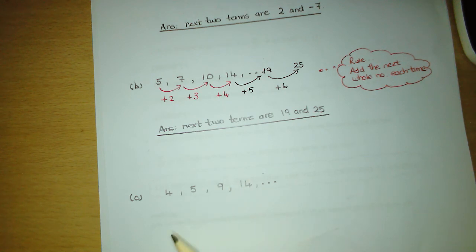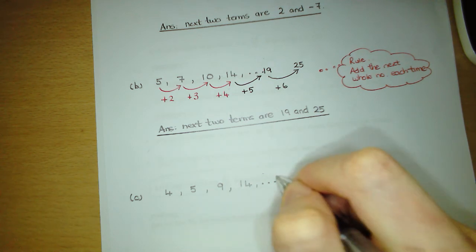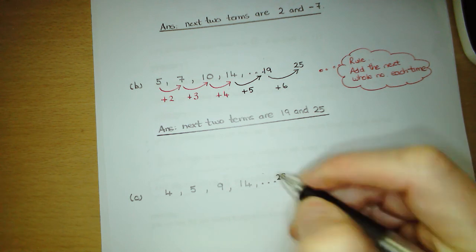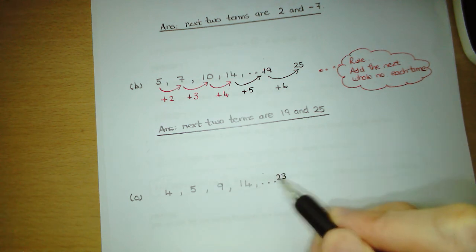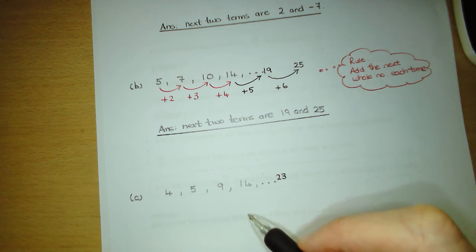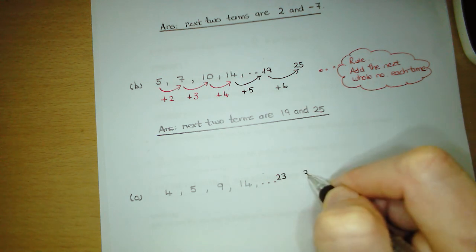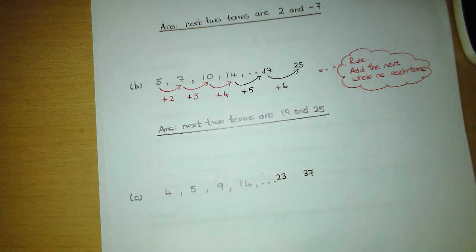However, if you spot that if you add the previous two term values together, you get the next one. So 4 plus 5 will give you 9. If you add 5 plus 9, that's going to give you 14. So then if you add 14 plus 9, that's going to give us 23. And then if you add 23 and 14 together, you're going to get 37. So that's quite tricky.